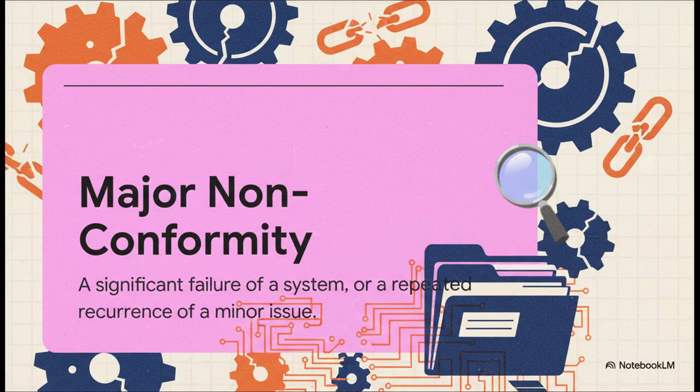All right, next up is a major nonconformity. The word to remember here is system failure. This isn't about one person messing up. It's proof that an entire process has broken down. Like, for example, discovering that an entire department has 0 training records. It's a huge red flag that the whole system needs to be reevaluated.